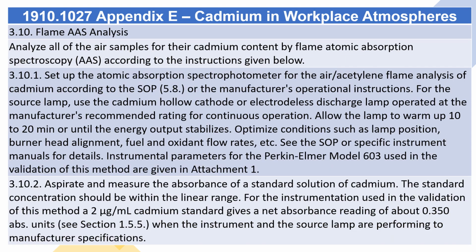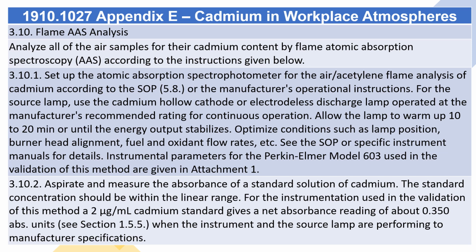3.10. Flame AAS analysis. Analyze all of the air samples for their cadmium content by flame atomic absorption spectroscopy, AAS, according to the instructions given below. 3.10.1. Set up the atomic absorption spectrophotometer for the air/acetylene flame analysis of cadmium according to the SOP 5.8, or the manufacturer's operational instructions. For the source lamp, use the cadmium hollow cathode or electrodeless discharge lamp operated at the manufacturer's recommended rating for continuous operation.